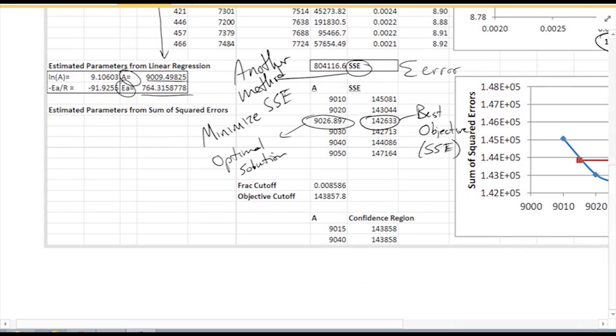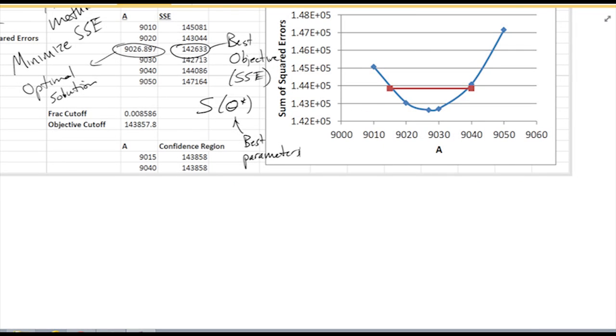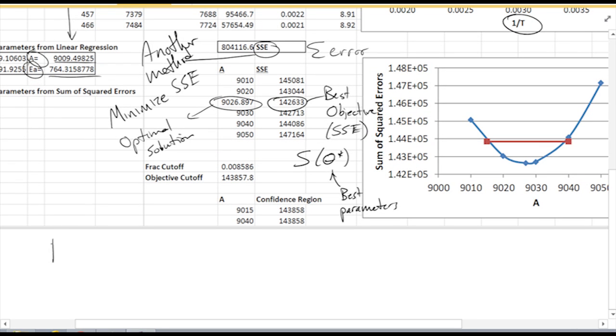Okay, and then I'm going to go ahead and scroll down. I'm now going to define my theta star as my best parameters, and then S of theta star is the sum of squared errors at my best parameters. Okay, so S of theta star is 142,000, and then theta star 1 was 9026. So I'm not going to do an F statistic. I'm going to use an F test. You don't want to confuse those two.